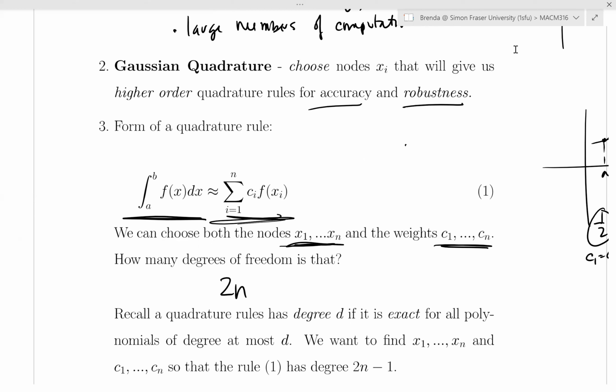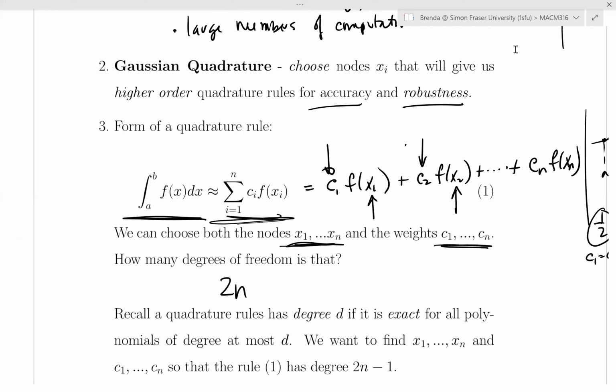This looks like this. C1 f at x1 plus C2 f at x2 plus dot dot dot plus Cn f at xn. And I get to pick this, and I get to pick this. Get to pick this, and I get to pick this. I have 2n degrees of freedom.